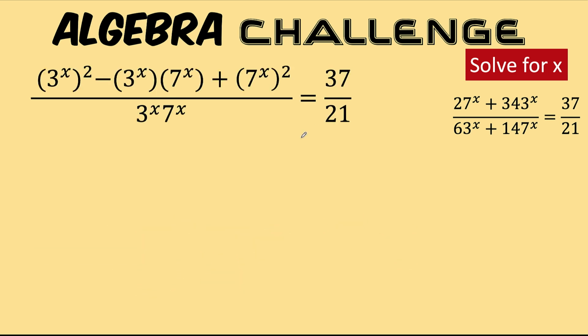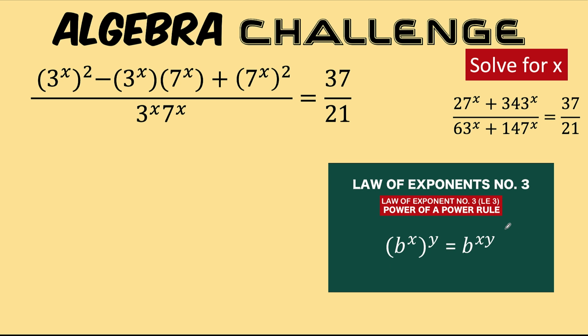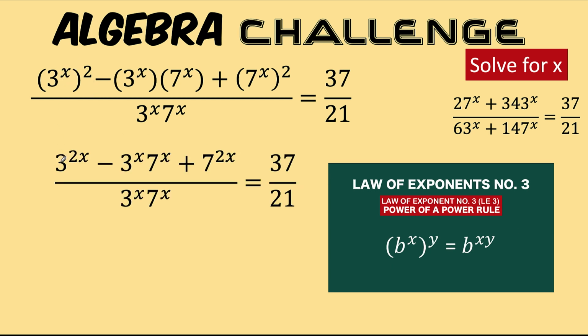This is now what's left. Let's recall again our log exponent number 3 to simplify this part here. So this will become 3 raised to 2x minus 3 raised to x times 7 raised to x. And then this part here, applying the power of a power rule, is equal to 7 raised to 2x. Now, you have here a multinomial divided by a monomial.